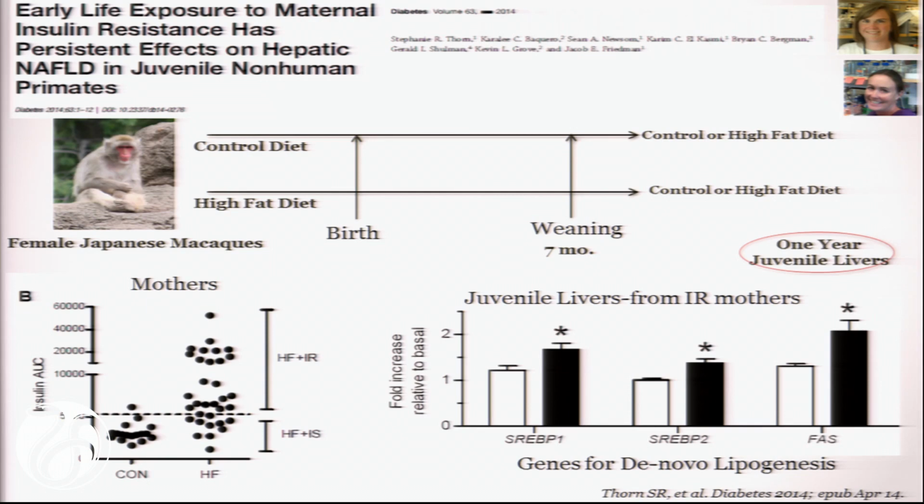And more importantly, when we look back at who the mothers were, we found that this was only happening in the high-fat, insulin-resistant mothers. So the mothers that gained the highest amount of weight and were highest in insulin resistance bequeathed the juvenile fatty liver to the offspring later in life.